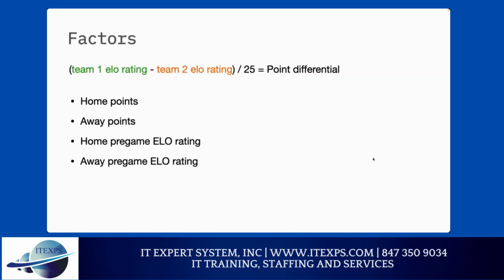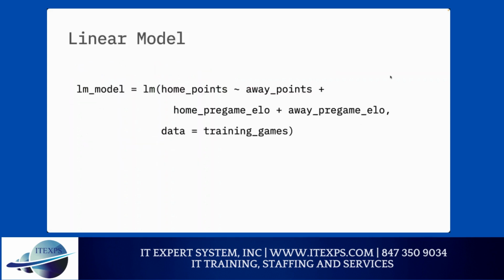The four factors I used in my linear model were the home points, the away points, the home and away teams, the home pregame ELO, and the away pregame ELO. So those are those ratings that I was talking about. Here's the model where I put it together and used the training data, which were all the seasons with the exception of 2022. That was my test data.